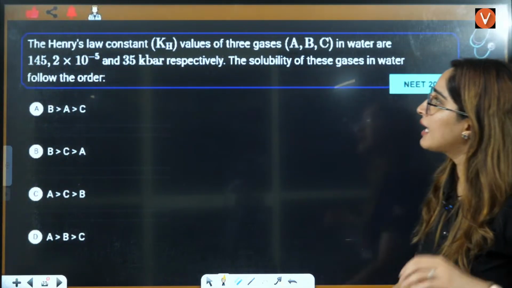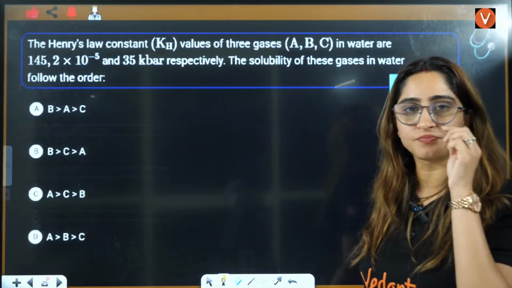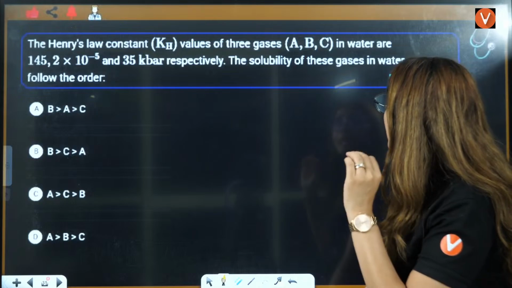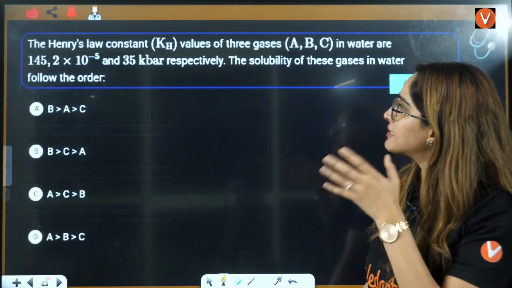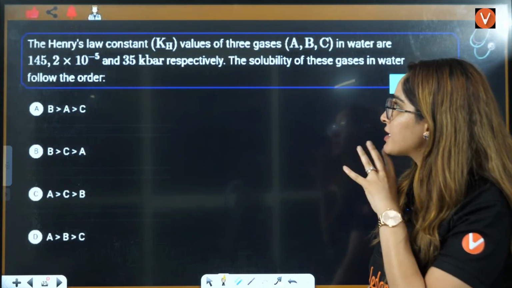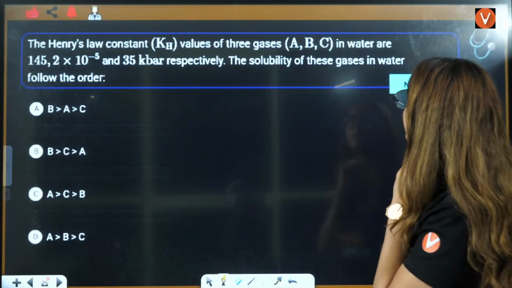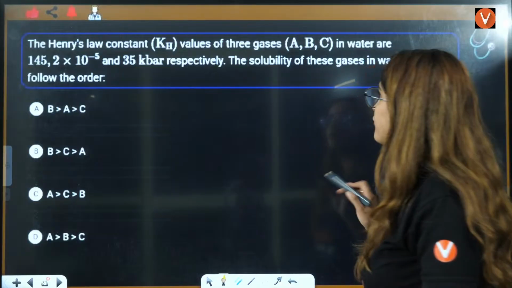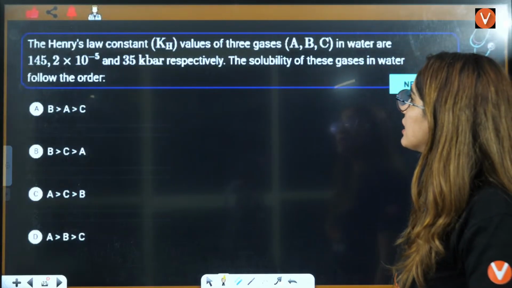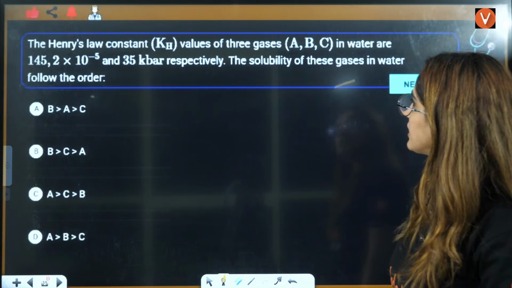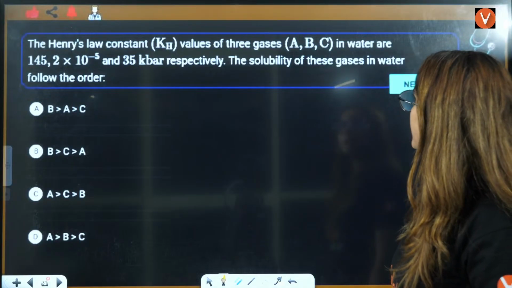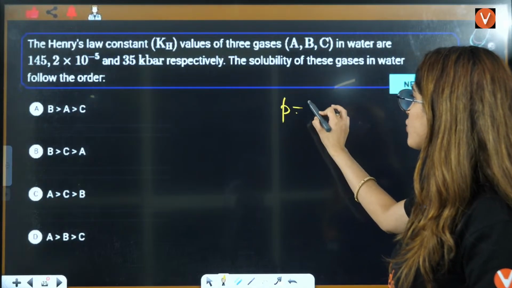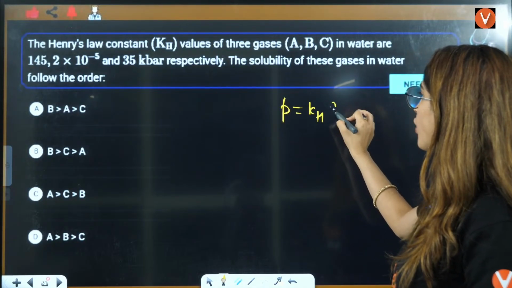Now let's see a NEET 2024 question based on this. That is, the Henry's law constant values of three gases are given to you. That is A, B, C in water are this, and this kilobar respectively. The solubility of these gases in water follows which order? Right? So they are saying the three gases, Henry's law constants are given to you, right? And we know that P is equal to KH multiplied by the solubility.